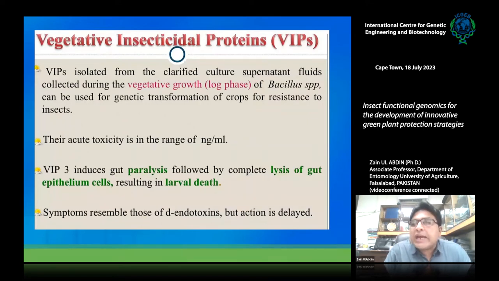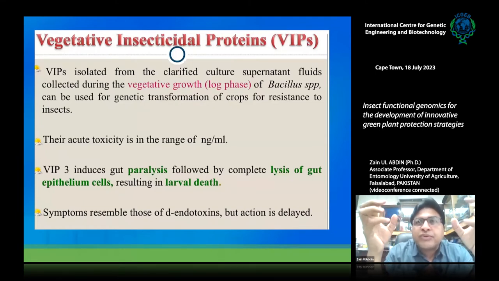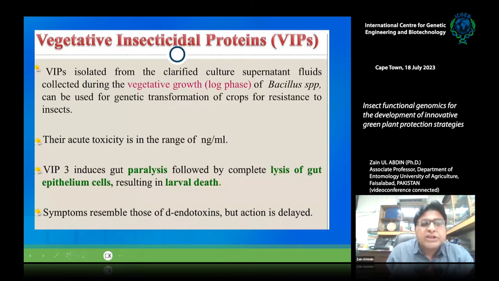Vegetative insecticidal proteins. This is another type of protein isolated for the protection of plants against different types of pests. And the isolation of the protein is possible by the study of insect functional genomics, proteomics, and through an integrated approach of functional proteomics and physiological studies. When these proteins are present in the plants, they induce gut paralysis, followed by complete lysis of the gut epithelium cells, resulting in larval death. It means they destroy the insect during its immature stages, which is our main target, because we want to kill the insects during the larval stage. And if the insect dies during this immature stage, automatically its larval period stops.